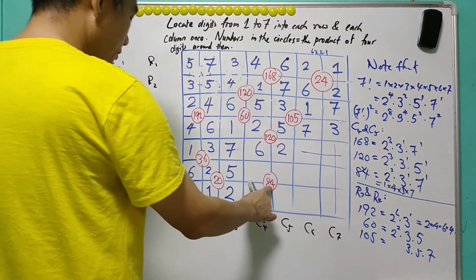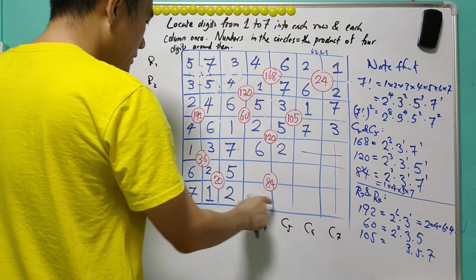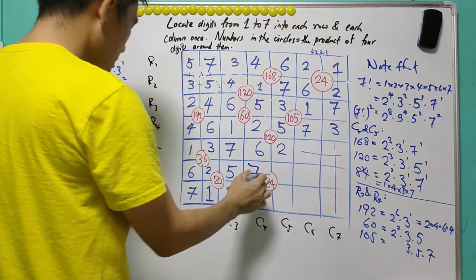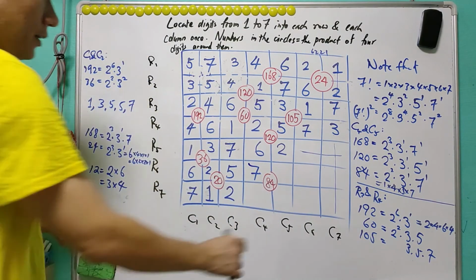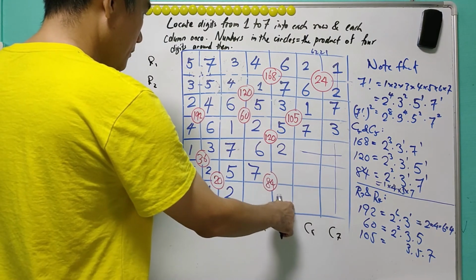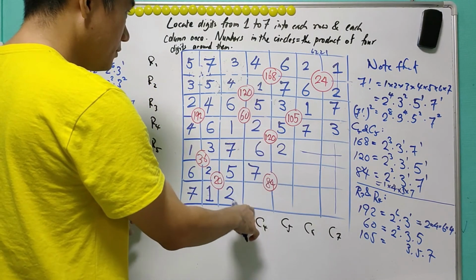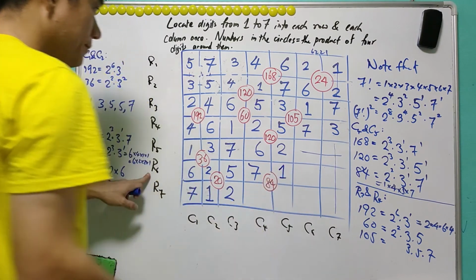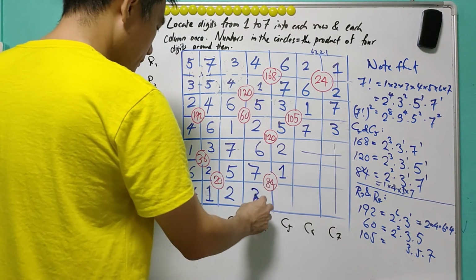And for this 84, we cannot have 7 in R7 and C5. So 7 must be in R6, C4. And for number 1, it can't be in R7, it can't be in C4, so it must be in R6, C5. Likewise for 3 and for 4.